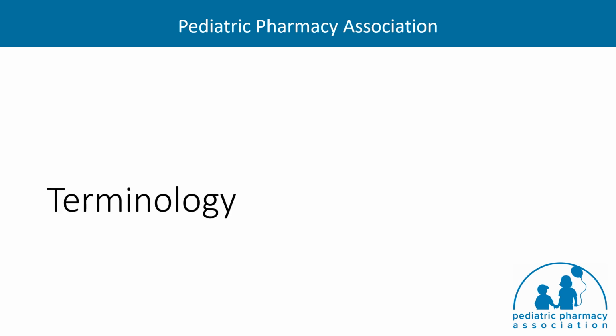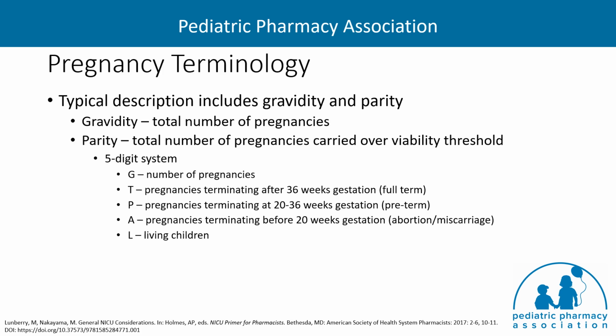And we're going to start things off with terminology. Pregnancy terminology's typical description will include gravidity and parity. Gravidity is the total number of pregnancies, which will include both current and past pregnancies, regardless of the outcome. Parity is the total number of pregnancies carried over the viability threshold, which is 20 weeks and 0 days.